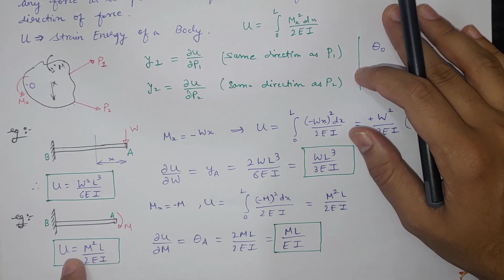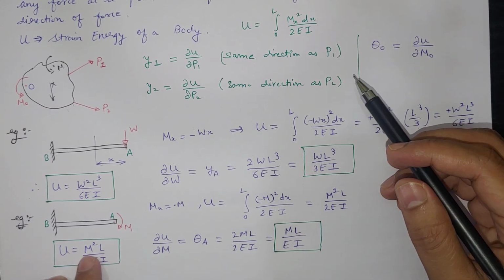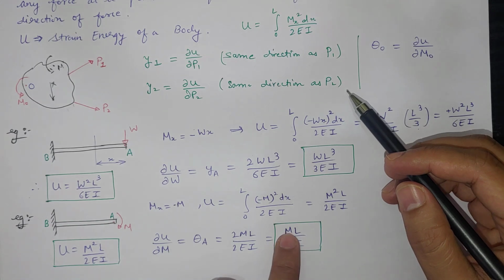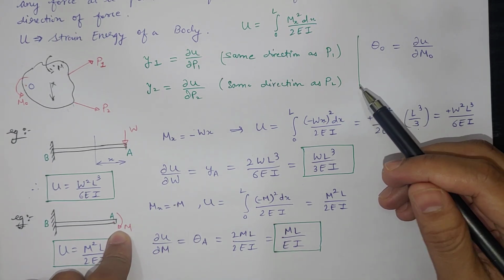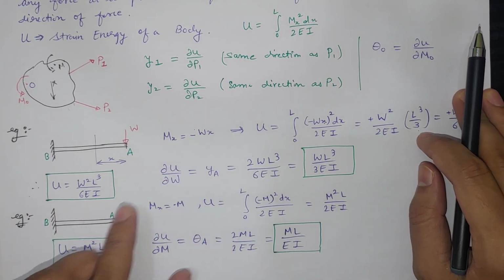Now if we differentiate with respect to the moment M, we get the slope at point A. After differentiating, M squared gives 2ML by 2EI, so ML by EI. This is the slope value at point A. This is how we have to apply both these formulas. You can practice more problems and get a clearer idea.